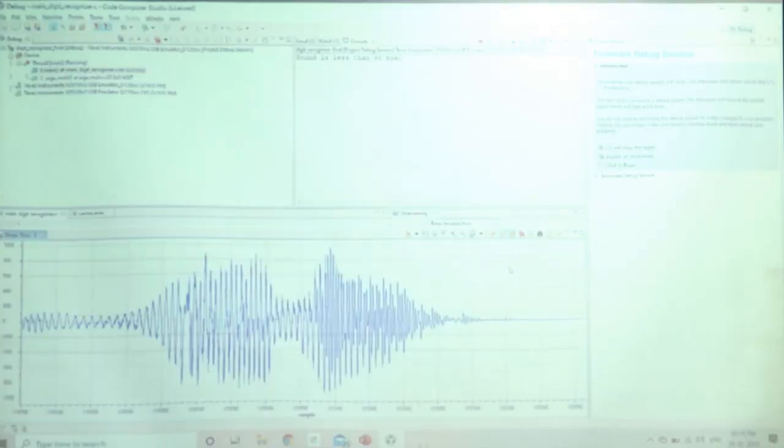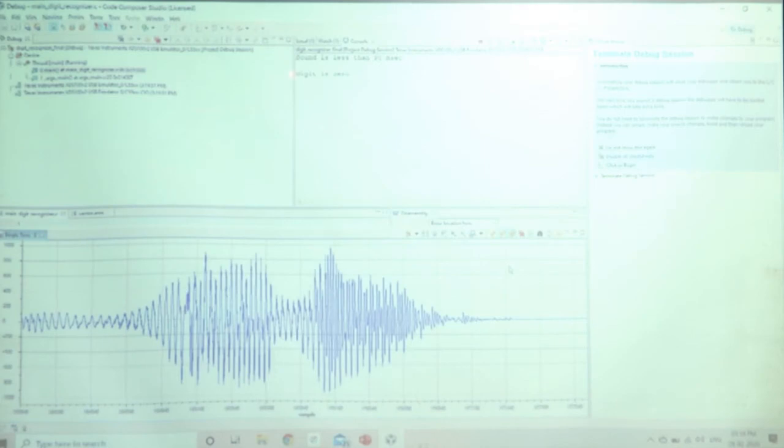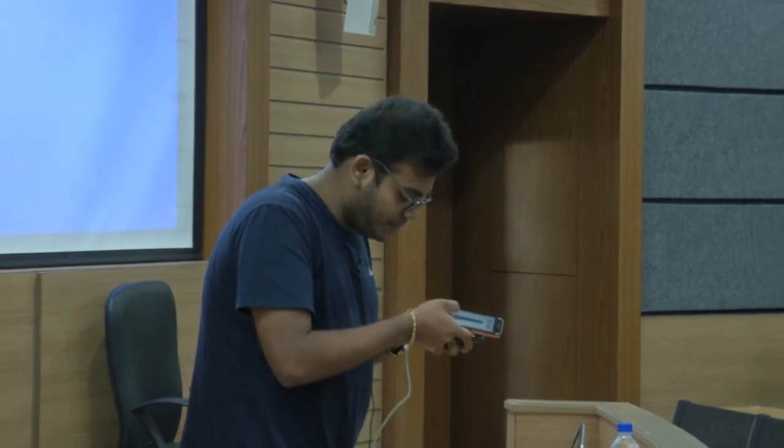Zero. Whatever I speak, it captured here, and it decoded here. Since I spoke 0 a bit slowly, it takes a lot of time to compute, and then you get a 0 here. I could test other words also, but it may happen that it's not always accurate. There are chances of error.